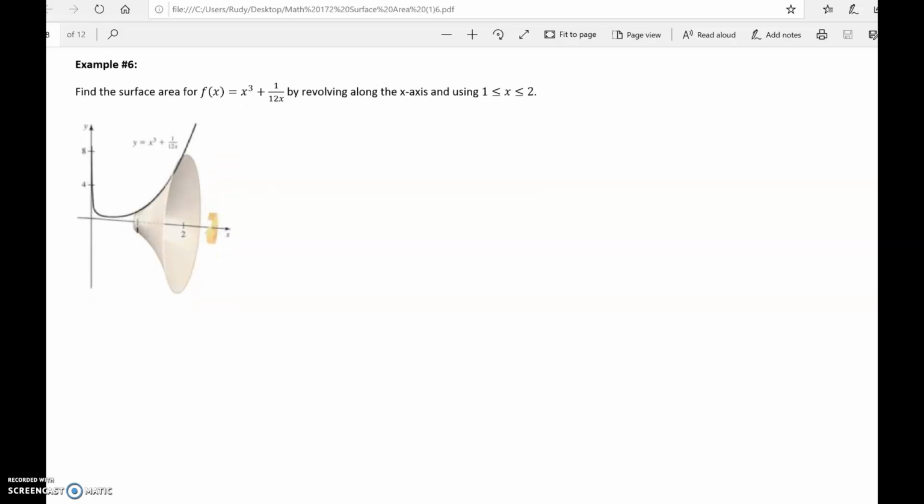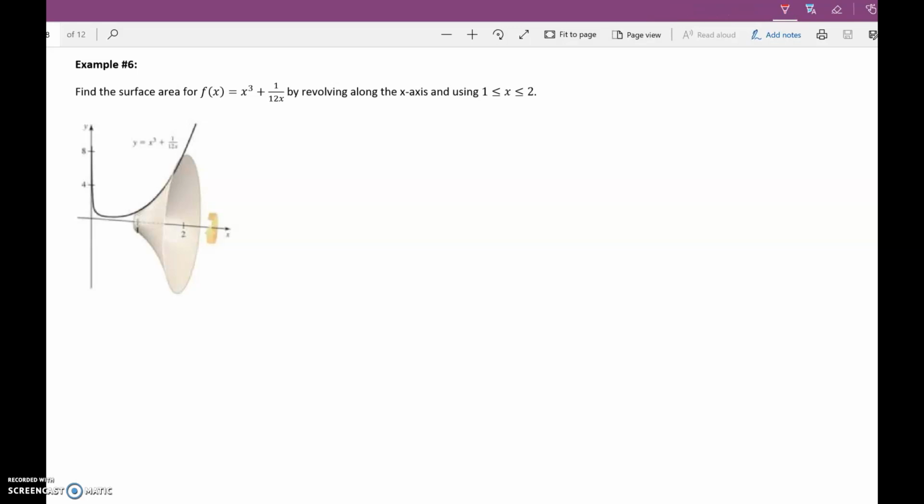Example 6 has the potential of being a little bit messy. They're providing us the actual sketch. So let me start with the actual formula and then we'll evaluate a couple of terms. This is so that I don't forget all the bits and pieces.